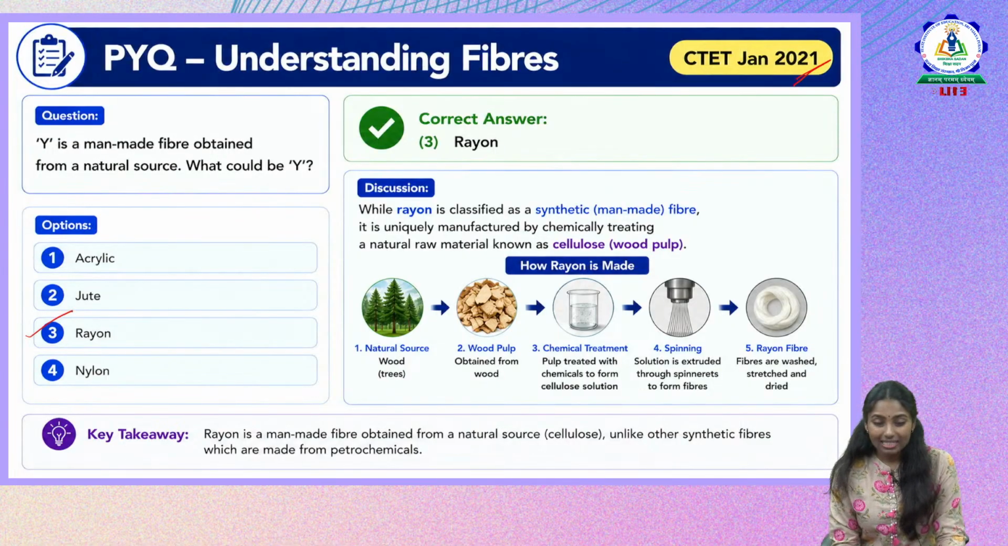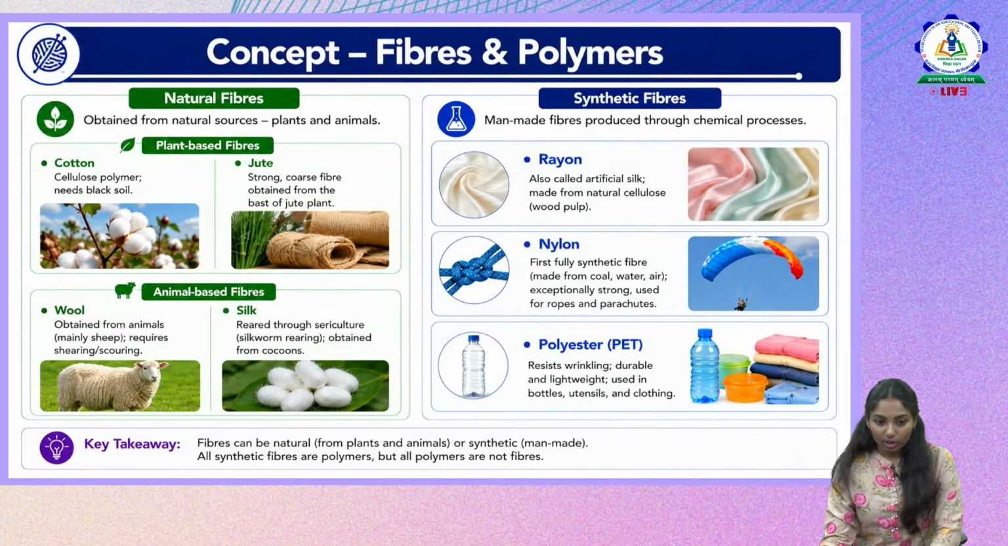So how is this rayon made? Usually rayon is nothing but the wood pulp which is obtained from the trees. After chemical treatment, they form a cellulose solution and they spin it and they get thin threads out of it. That's the rayon fiber that we have. So rayon is a man-made fiber from a natural source called cellulose, unlike all the other synthetic fibers. The remaining synthetic fibers are made from coal, water and other petrochemicals. So that is the basic distinction between both of them. Okay, so as we have talked about, we'll talk about natural fibers also in this one.